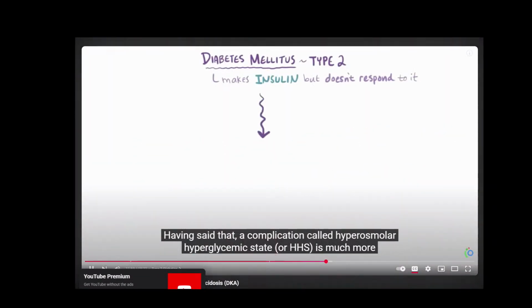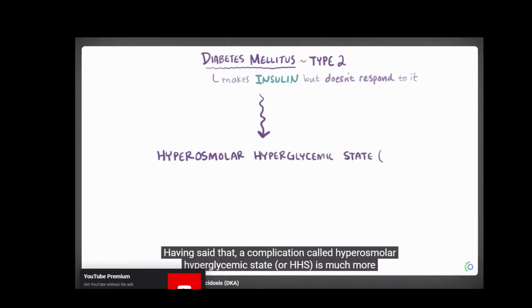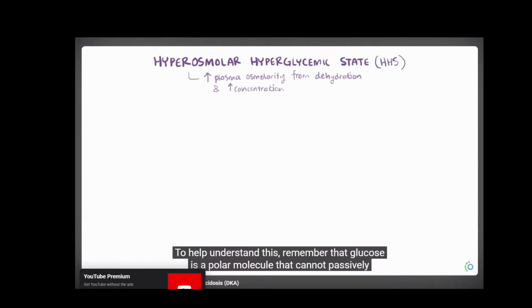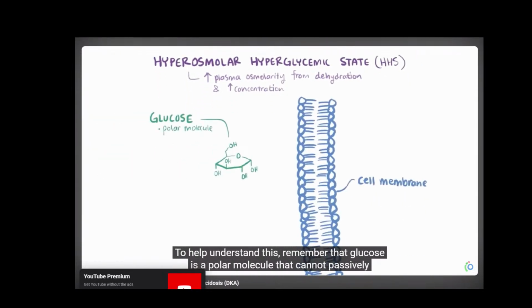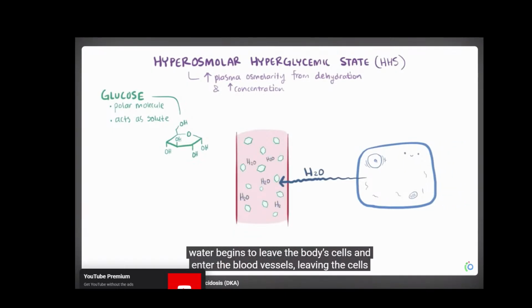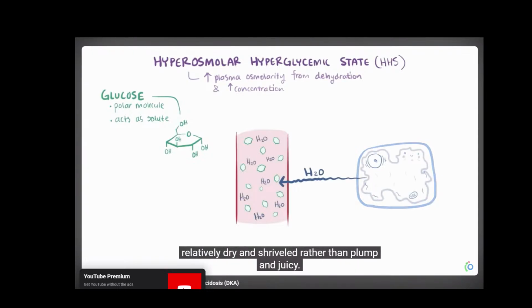Having said that, a complication called hyperosmolar hyperglycemic state, or HHS, is much more common in type 2 diabetes than type 1 diabetes. And it causes increased plasma osmolarity due to extreme dehydration and concentration of the blood. To help understand this, remember that glucose is a polar molecule that cannot passively diffuse across cell membranes, which means that it acts as a solute. So when levels of glucose are super high in the blood, meaning it's a hyperosmolar state, water starts to leave the body's cells and enter the blood vessels, leaving the cells relatively dry and shriveled, rather than plump and juicy.